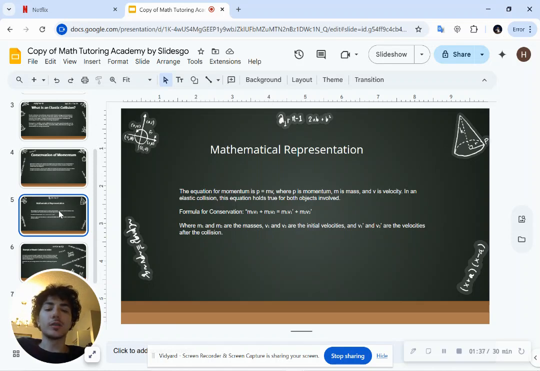Mathematical representation. The equation for momentum is p equals mv, where p is momentum, m is mass, and v is velocity. In an elastic collision, the equation holds true for both objects involved. Formula for conservation: m1 v1 plus m2 v2 equals m1 v1' plus m2 v2', where m1 and m2 are masses, v1 and v2 are initial velocities, and v1' and v2' are velocities after the collision.